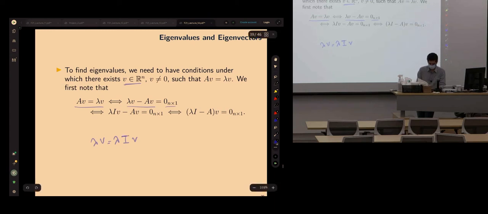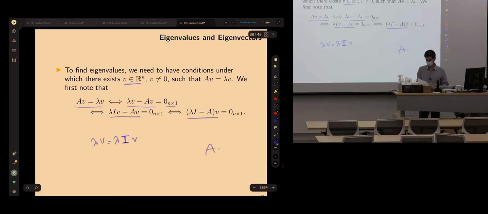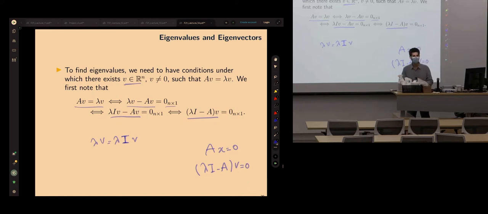But you could just also add this because it doesn't change anything. So we add the identity and then we factor v from the right. What we're left with is that lambda times identity minus A times v equals 0. This looks like a homogeneous system of linear equations. And it is. That's what we saw. I mean, we used to see Ax equals 0, but here we're talking about lambda I minus A times v equals 0. v and x are just variables, it doesn't matter.